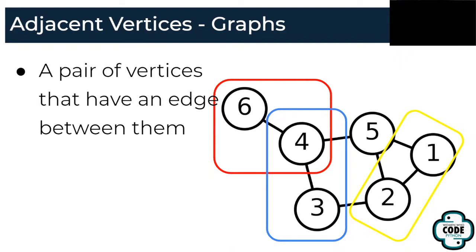So for example, in this graph, 6 and 4 have a direct edge between them, so they are adjacent. And 4 and 3 are also adjacent, and so are 1 and 2. However, 5 and 3 are not adjacent because although we can go to 5 from 3 or vice versa, 5 and 3 do not share a direct edge. Therefore, they're not adjacent.